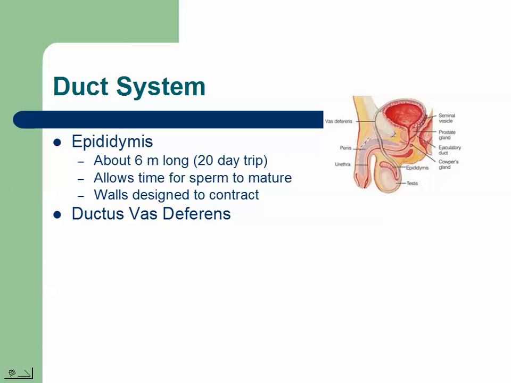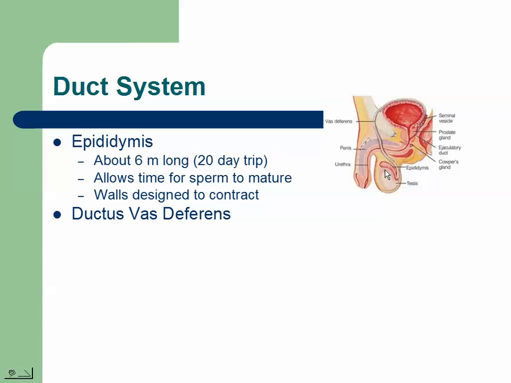Next, they make it to the ductus vas deferens. Sometimes you just hear this called the vas deferens, and what this actually means is carry away. Okay, so this is designed to do exactly that. This is actually moving upwards, so it has to move against gravity. So the vas deferens is going to lead up out of the scrotum. It's going to go through what's called the spermatic cord, and that's going to lead up along with blood vessels and nerves back up into the abdominal cavity.